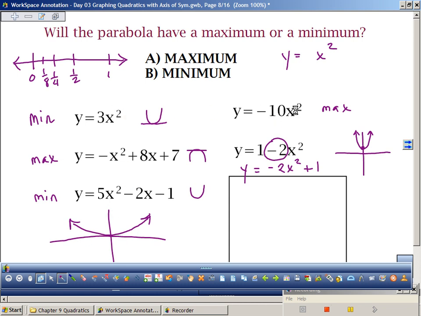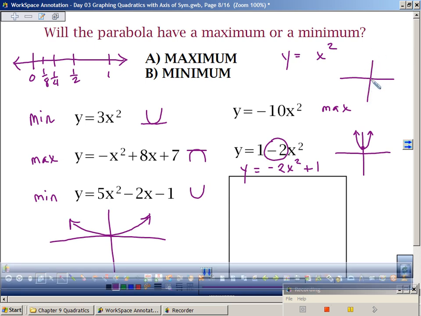And when it's something like negative 10x squared, what would it look like? It doesn't shift up or down because there's no c. But it's going to be a frowning face. And is it going to be really skinny or really fat? Really skinny.